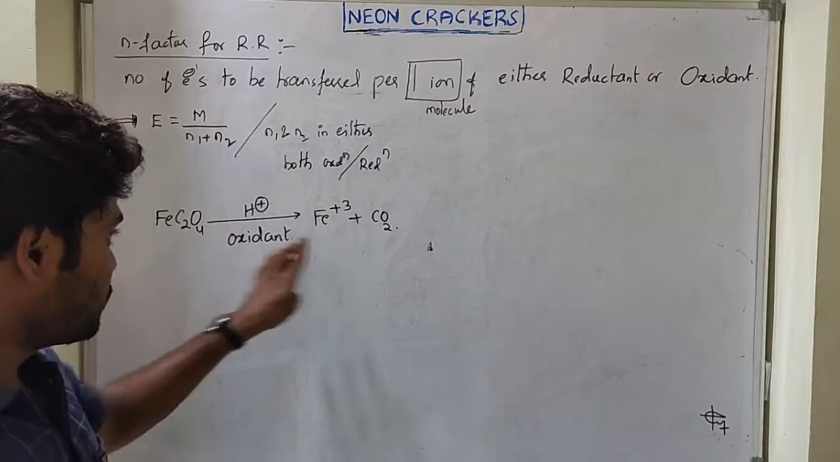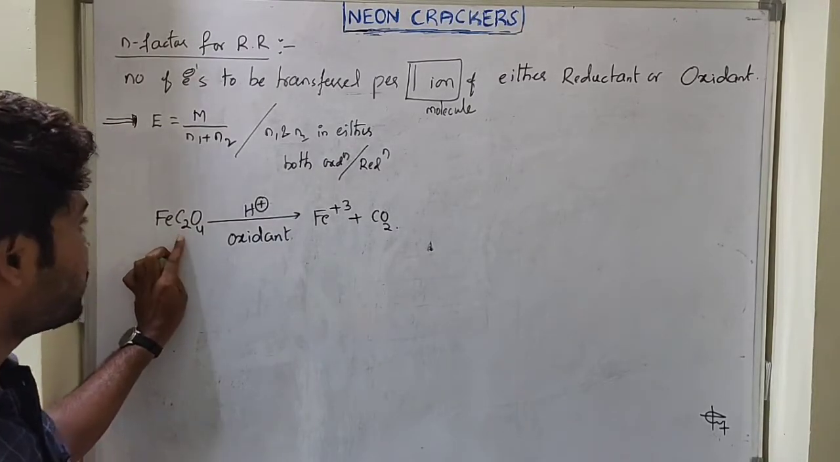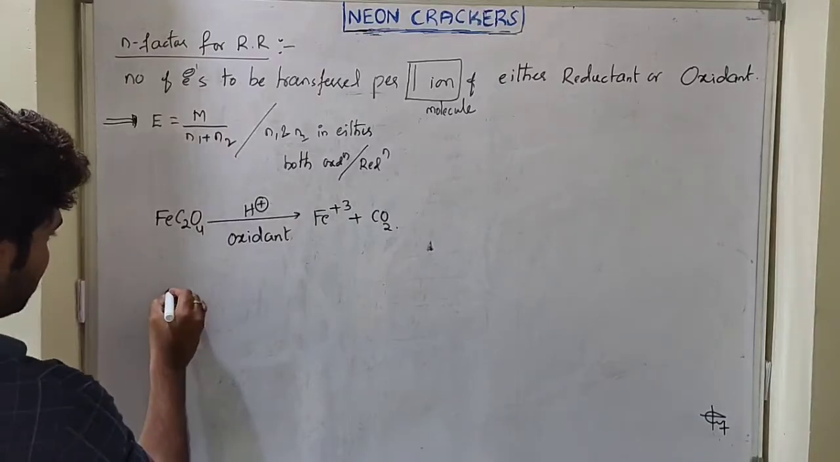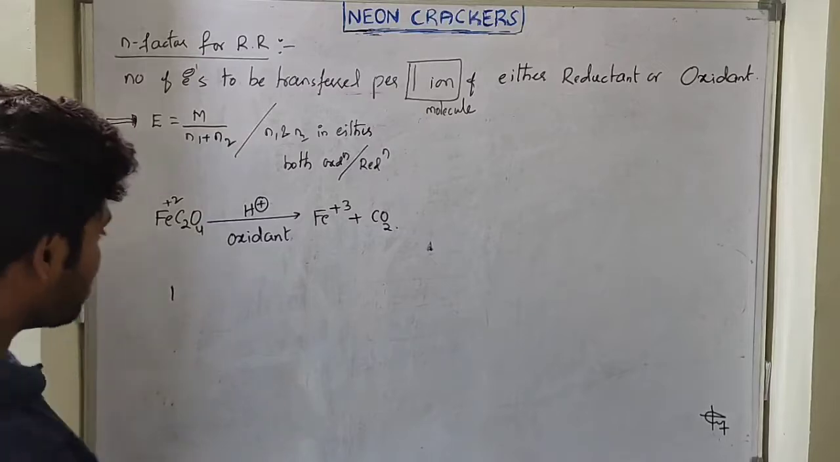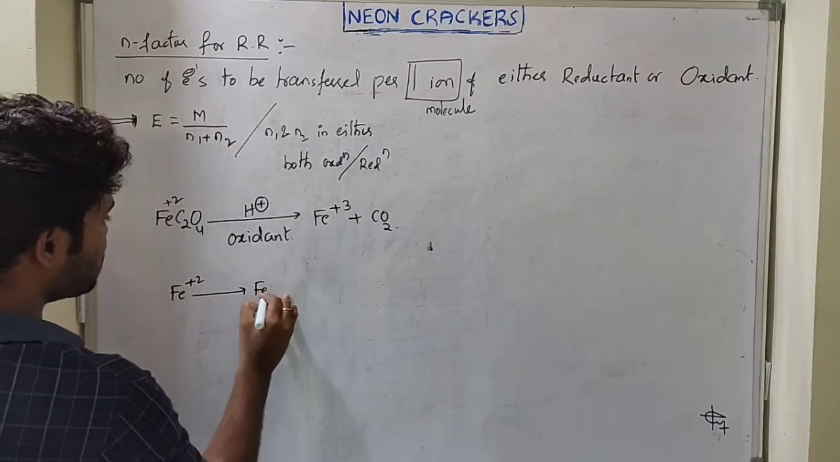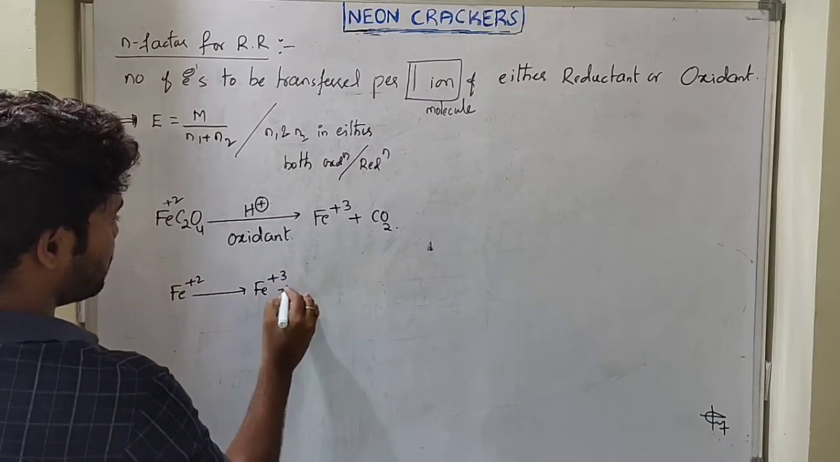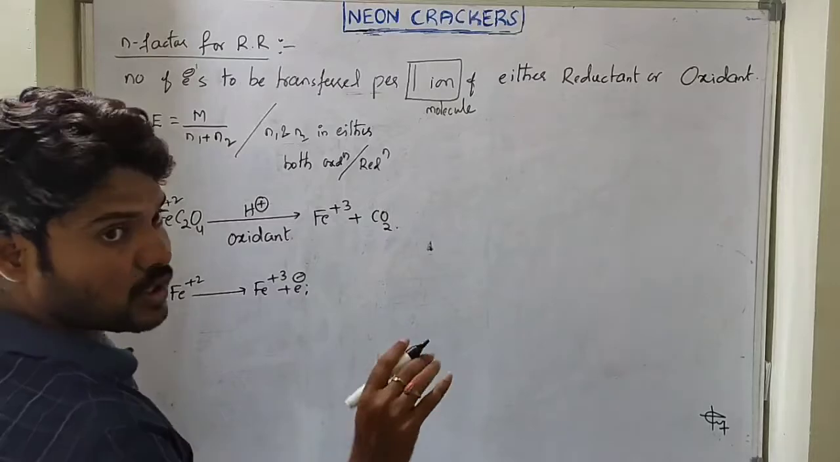In this condition, what is the N factor for ferrous oxalate? Let's see. Ferrous means +2 oxidation state. So +2 oxidation converts to +3 oxidation by liberating 1 electron. Liberation of an electron is oxidation.